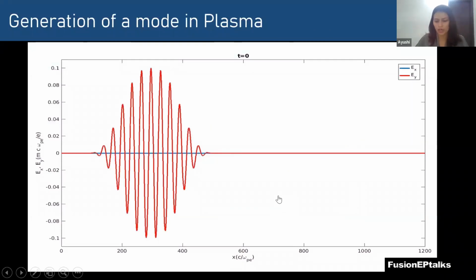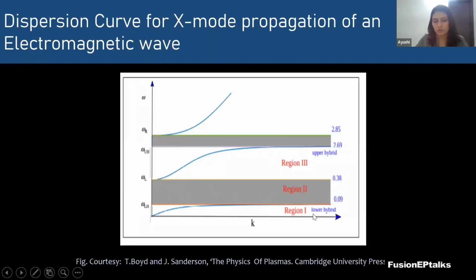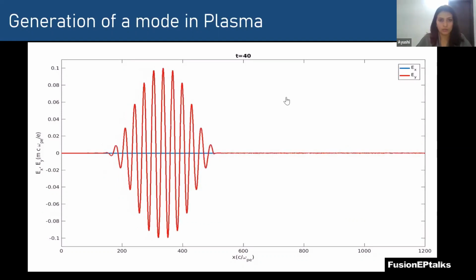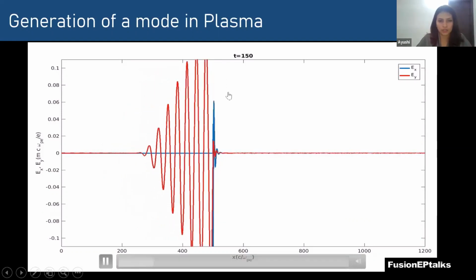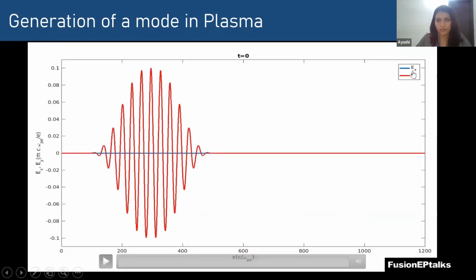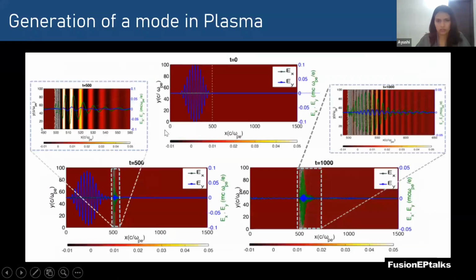To start with, I choose a laser frequency which is very close to the lower hybrid value, and I would show that we could excite some lower hybrid perturbations in the plasma. With the help of this animation, one can see that initially, I'm plotting here the electric field along X and Y in the system. At t equal to 0, we only see some electric field along Y, which is due to the laser.